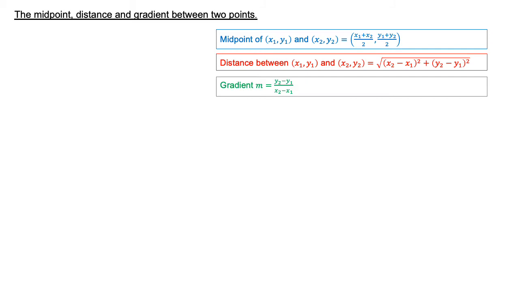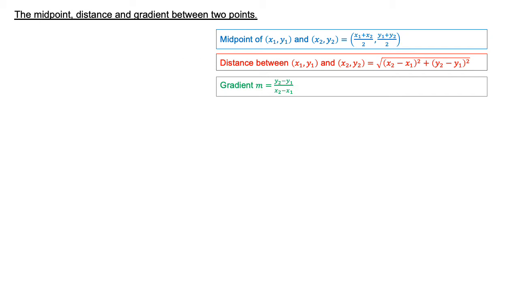And the gradient you've seen as well. This is the difference of the y coordinates divided by the difference of the x coordinates. Again, note the labelling. So you choose one coordinate and you then subtract the corresponding y and x coordinates from the other coordinate of the point you're given. And you can't mix and match. So we'll see that shortly when we look at an example. So these 3 you have in theory seen before in your GCSE course.